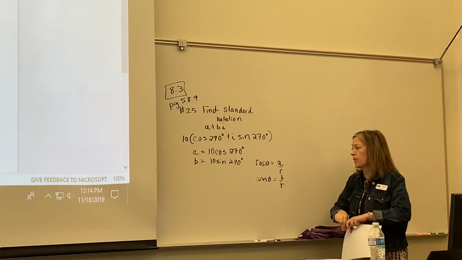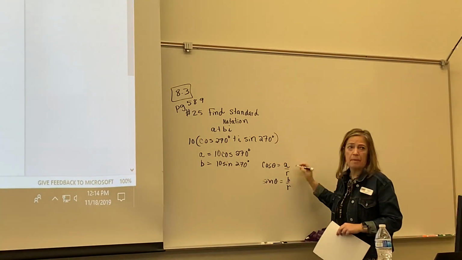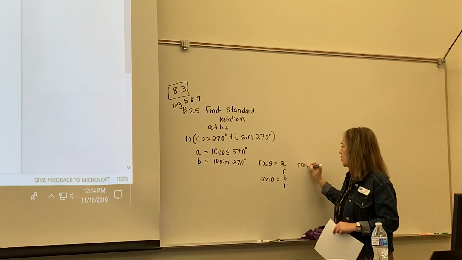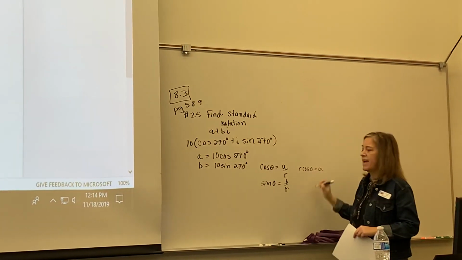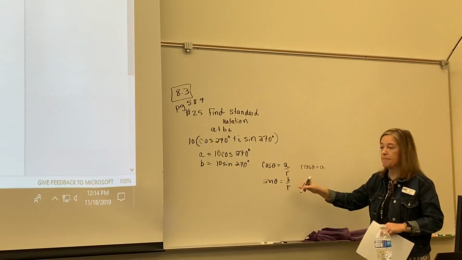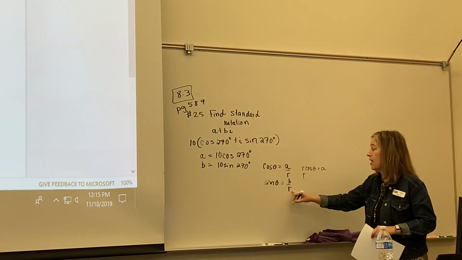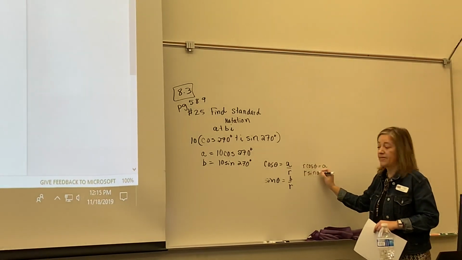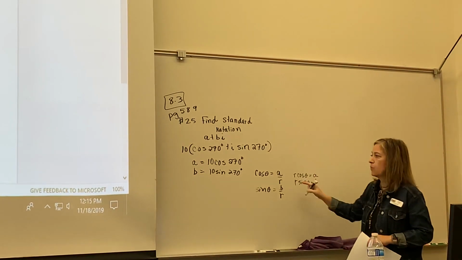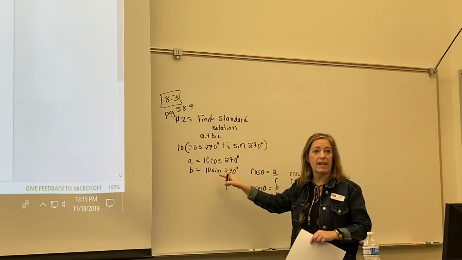So what we have if we do that, if we multiply both sides by r, you get r cosine theta equals a. And for this one, multiply both sides by r to get rid of that fraction. So you get r sine theta equals b. So this is where these come into play right here.